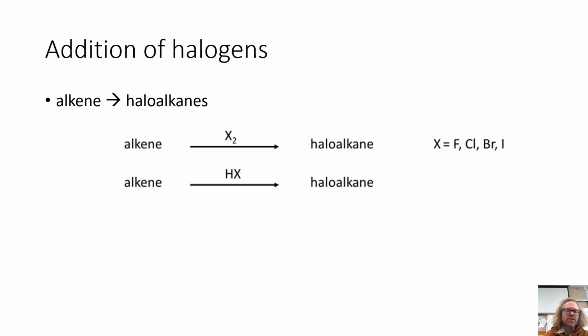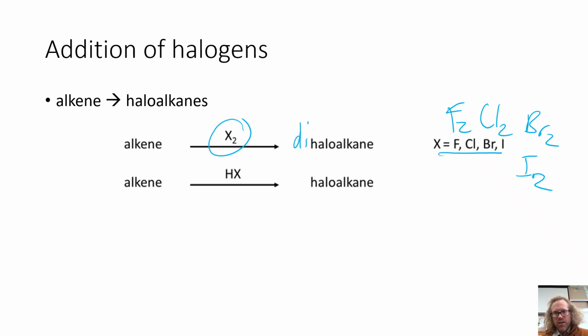You can add halogens as well, and you can do it two ways, through X2, which could be F2 or Cl2 or Br2 or I2, any of those halogens, and you'll end up with a dihaloalkane because you add both. Whereas if you had HX, you had one hydrogen and one halogen, so you get just a single haloalkane.